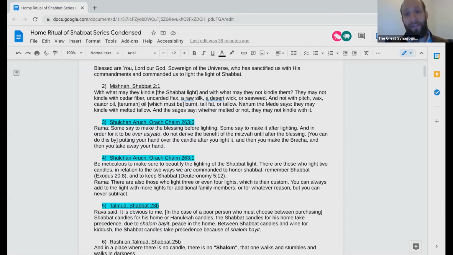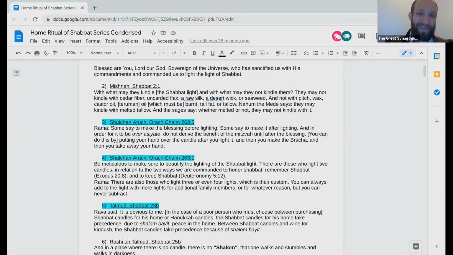And if you want to add, says the Rama, you can always add, but you can't subtract. It's a very common custom, one that we do in our house: since having our son, we light 3 candles every Shabbat. But you wouldn't want to detract from a light. You wouldn't take away light, but you can always add for another family member or for whatever else it means to you. But then that would be your custom indefinitely for the rest of your life. You'd always light that many, however many you add.